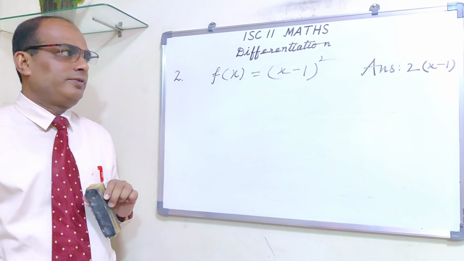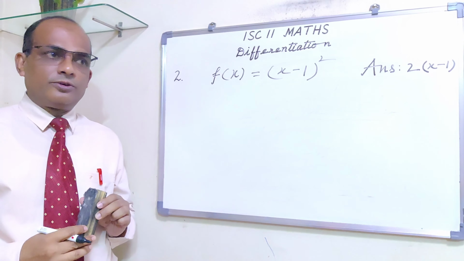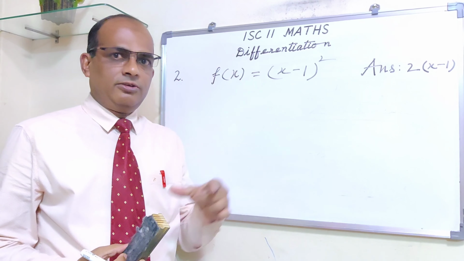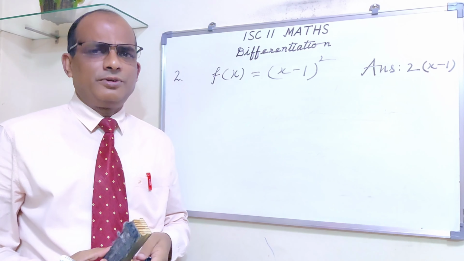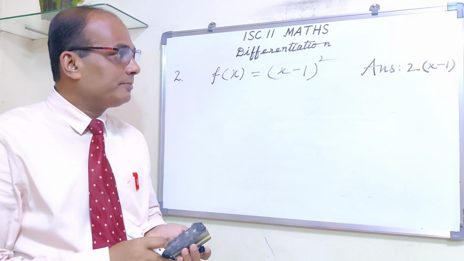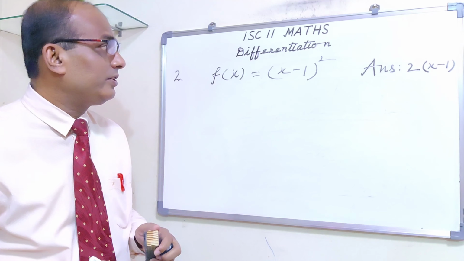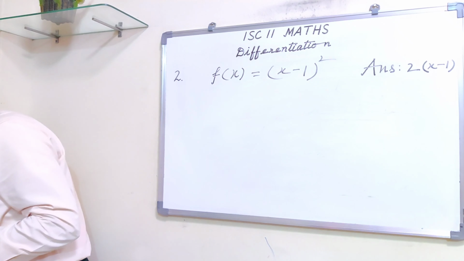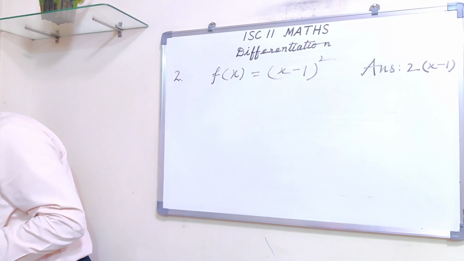Answer is 2x minus 1. This you please do at home. f(x) is given, find out f(x plus h), and then in the formula substitute. Try to simplify. Please try to do it. This is question number 2, which is your homework. Please try at home. Now question number 3 I am doing.